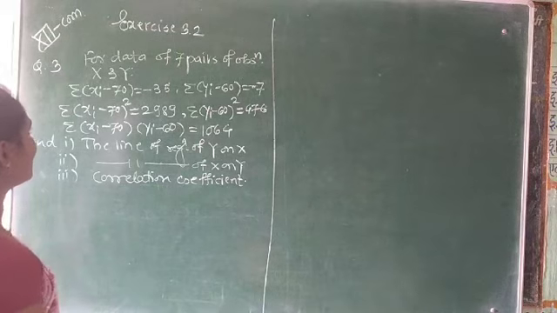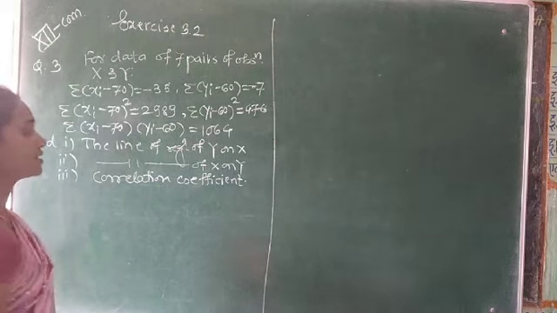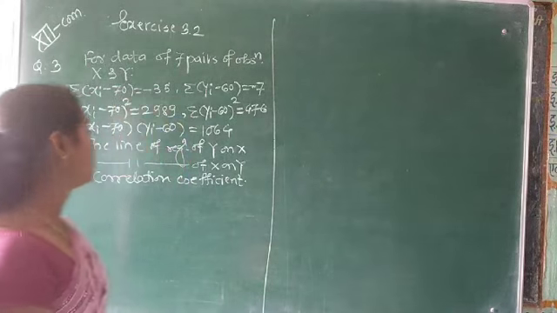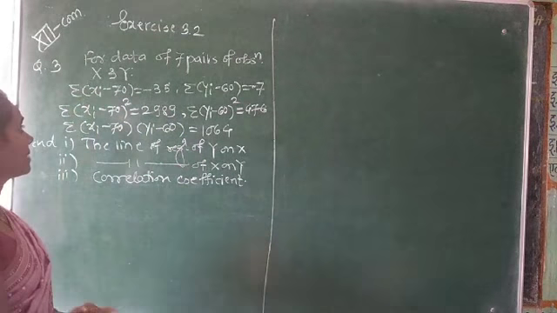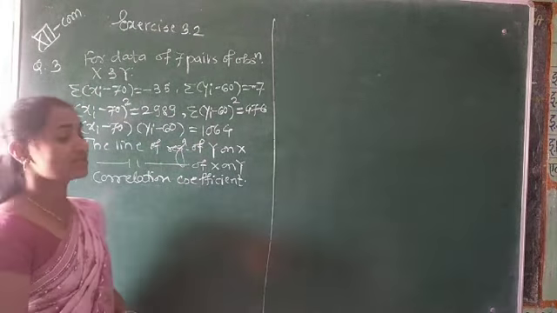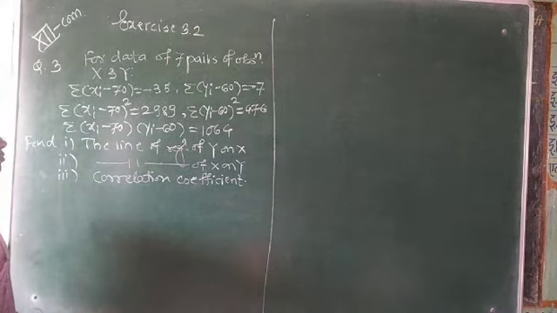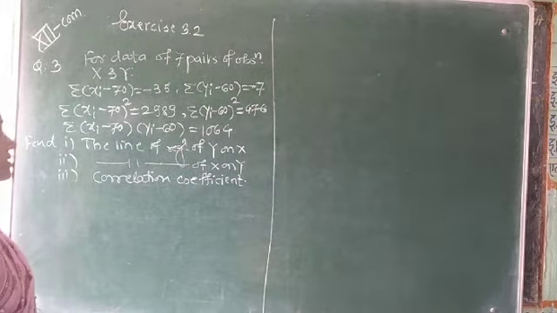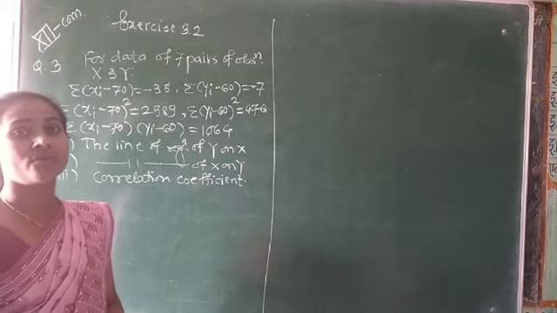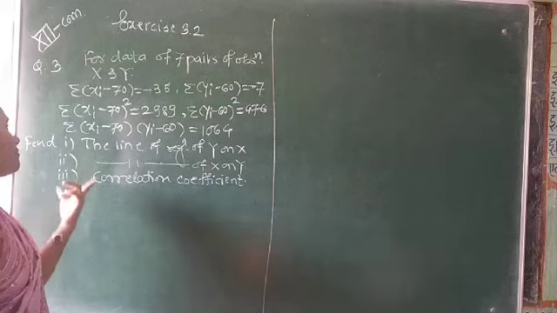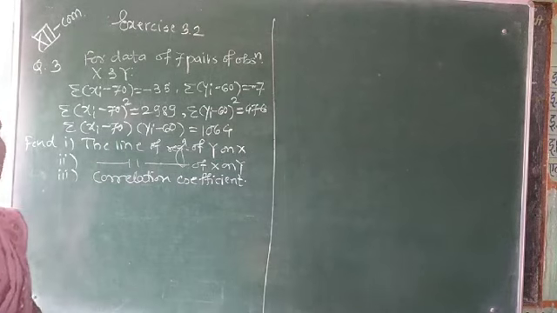See what the question is. For the data of 7 pairs of observations of x and y, the following observations are obtained: summation (xi minus 70) is minus 35, summation (yi minus 60) is minus 7, summation (xi minus 70) square is 2989, summation (yi minus 60) square is 476, and the sum of the product of deviations taken from x and y is 1064.